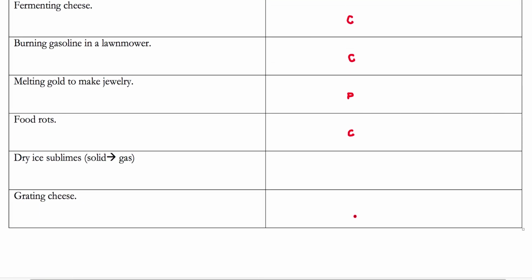For the last two, dry ice sublimes. So that means it's going from a solid to a gas. Whenever I have a state change, I'm not changing the identity of my substance, so this will be a physical change. And then finally, if I'm grating cheese, what that means is I'm simply getting slivers of that cheese. So while I'm changing the shape and how it appears, I still have cheese, so this will be a physical change. And I can further explain this by noting that if I take that grated cheese and I melt it down and then put it back into a container and allow it to solidify again, I will have the original cheese back that I started with.